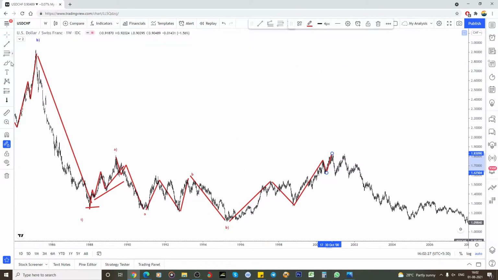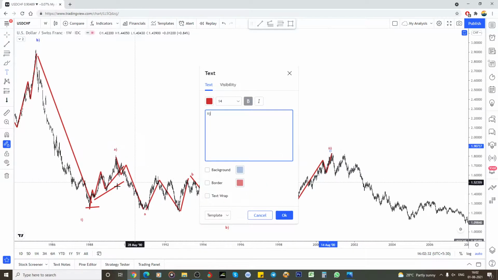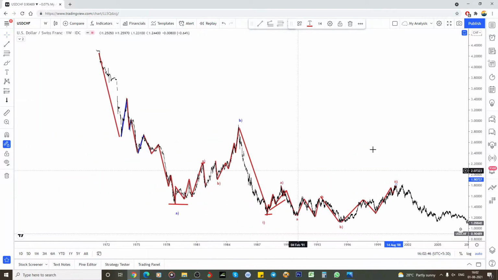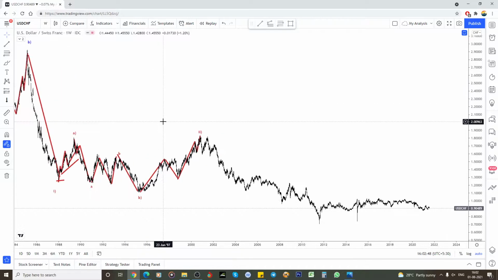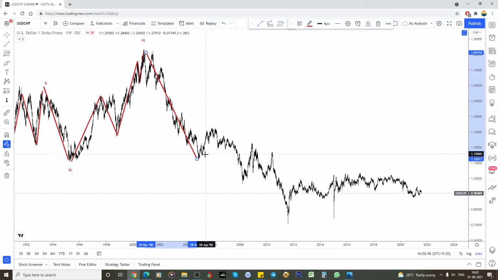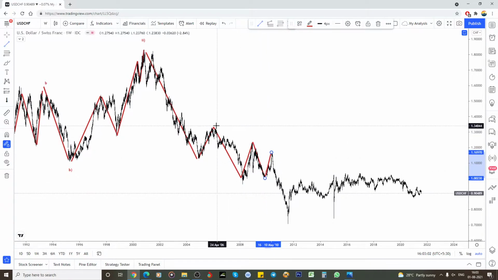Now we have to mark this as wave 2, right? This is wave 1. So this A, B, C is wave 2. It's nearly 2 years in that second wave. After that, see here, it's again a drop. This one is also looking like A. So this is A, B, C, D, E. So this is a triangle of B.